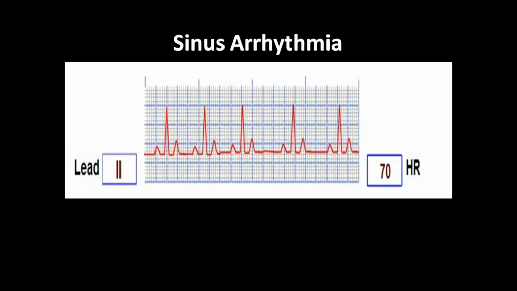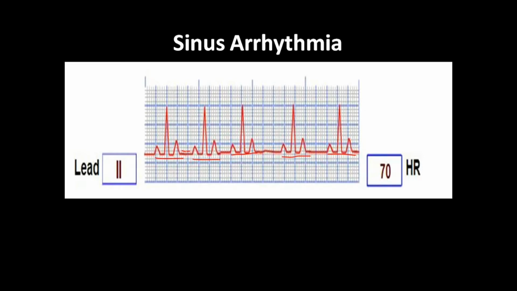Next we'll see sinus arrhythmia. As the name suggests, it is a sinus rhythm but an arrhythmia. In sinus rhythm, there will be a normal P wave, QRS complex, and a T wave. Each beat produces all these waves. So all the normal waves are seen, but the difference is here.